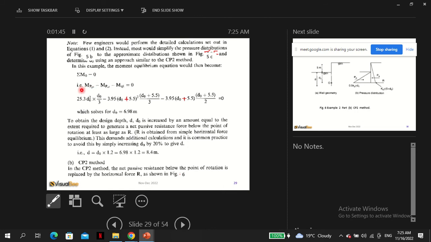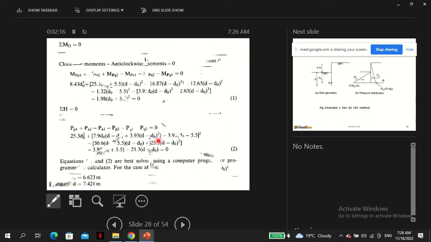If you take the moment at the bottom, you consider the clockwise as positive, and the others are negative. So three equations with only one unknown, d naught, which you can guess and check, or if you have a good calculator you can solve. It comes to about 6.98, and you have to increase by a factor of 1.2.